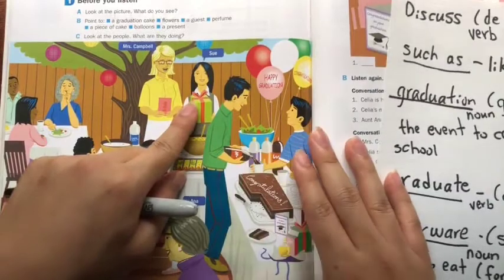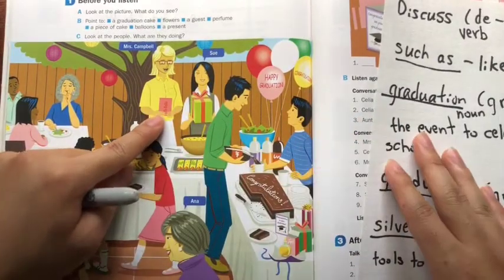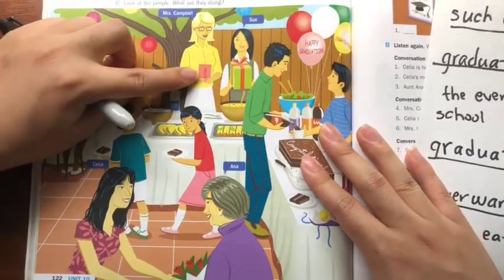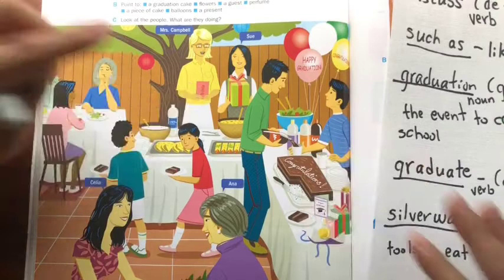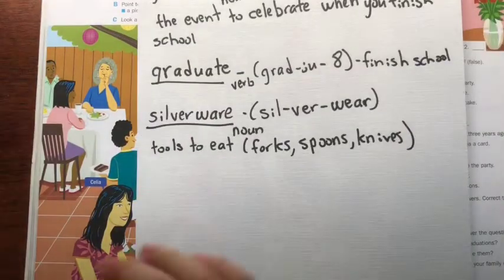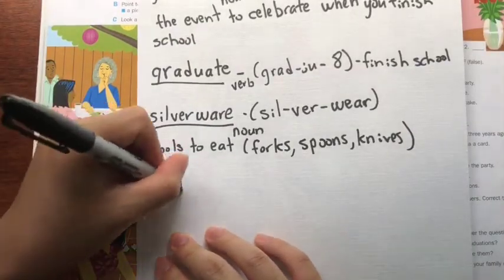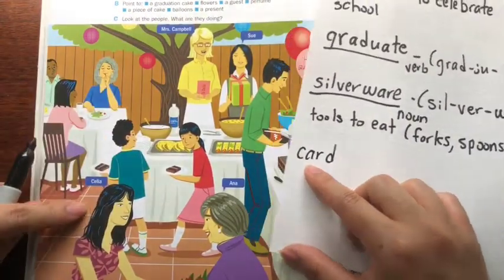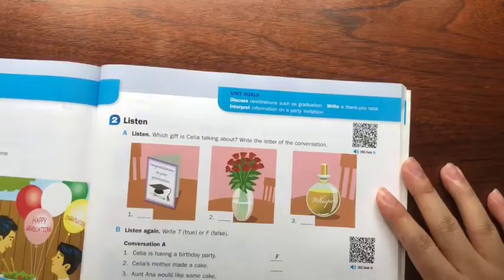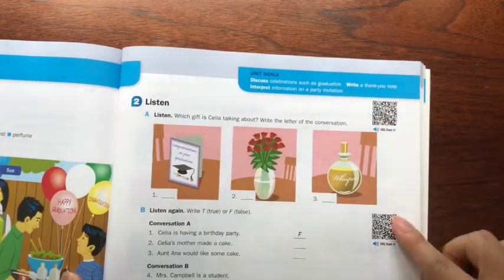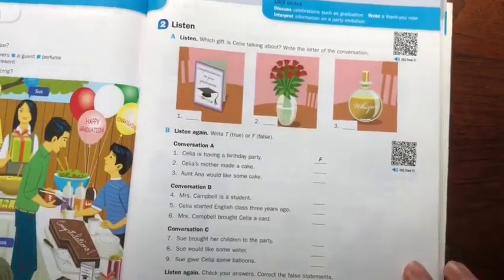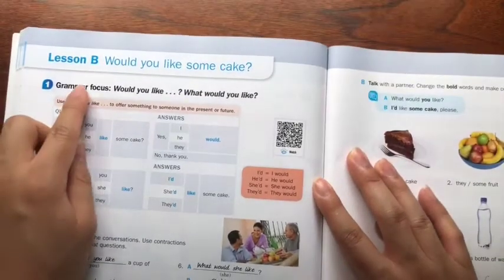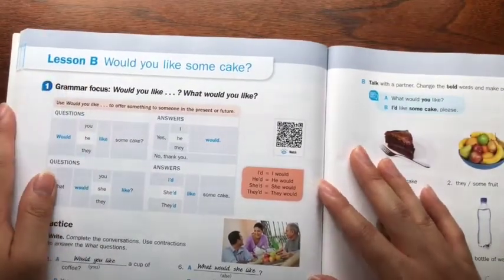Let's see, this is a present. Let's look at this. It says to Celia, and we know this is Celia here. So this is a present to Celia, but what is it? It's a card. This is a card. It probably says congratulations. It's for Celia. Okay, so I want you to listen to the story and answer the questions. I am going to keep going. I'm going to go to lesson B, the next page.